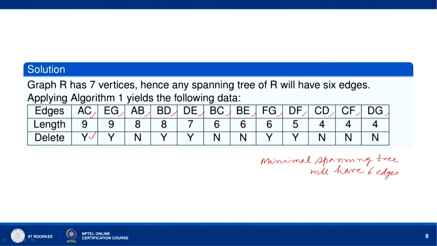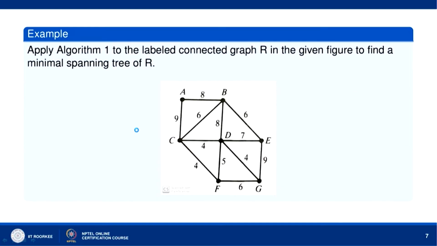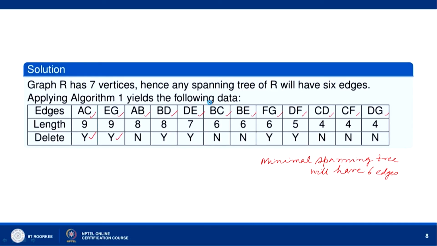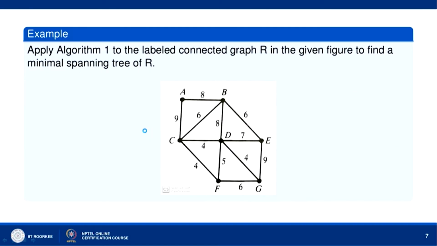And then can we delete AB? Let us see AB. If you delete AB, we have already deleted AC. If you delete AB, then vertex A will become an isolated vertex. So, the graph will become disconnected, and therefore, we cannot delete AB. So, no.